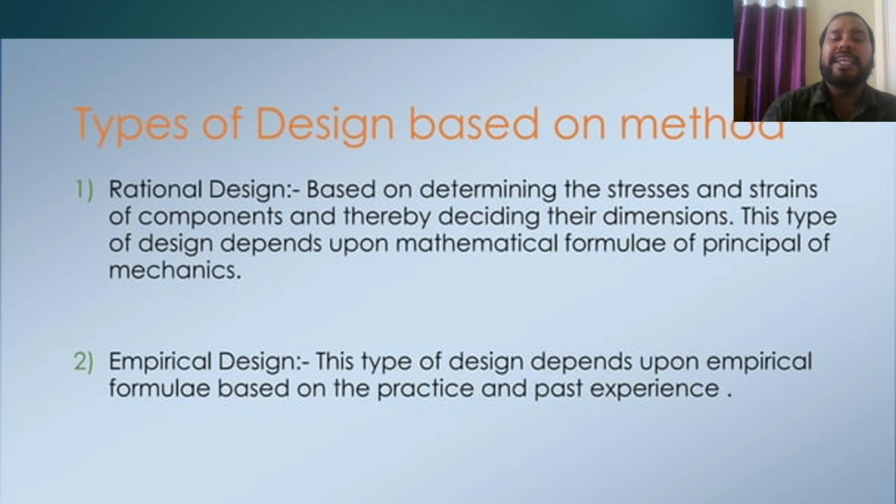So in rational design, what happens? Different types of mechanical formulas are used to manufacture a product or design a component by looking at the different types of stresses and different types of strains associated with the component.